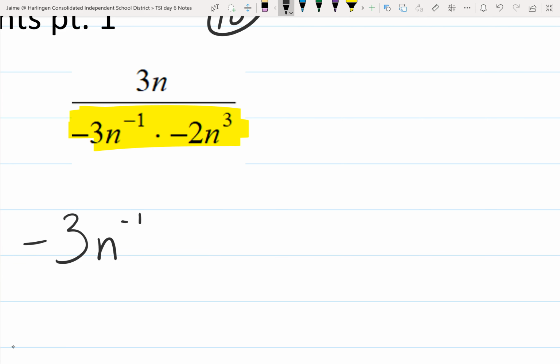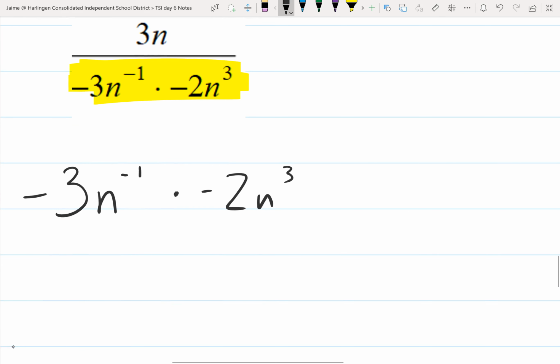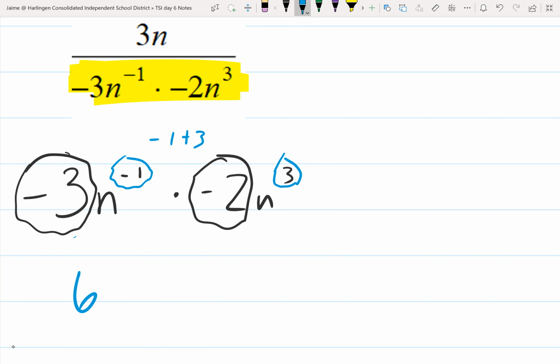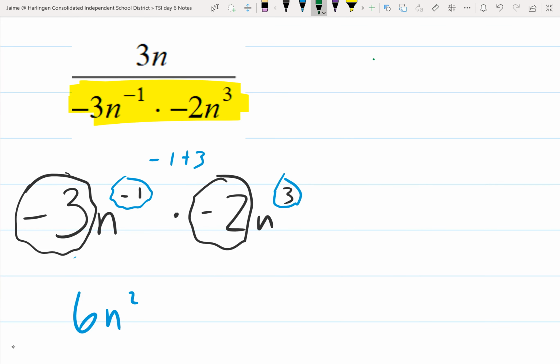Negative 3n to the negative 1 times negative 2n to the 3rd power. Multiply the bases. Multiply these: 3 times a negative 2. That'll give us a positive 6. Negative times negative is positive 6. What do you do with these exponents? You add. Negative 1 plus 3 gives me a positive 2. So then this should just say 3n on top. And the bottom we fixed it to be 6n squared.